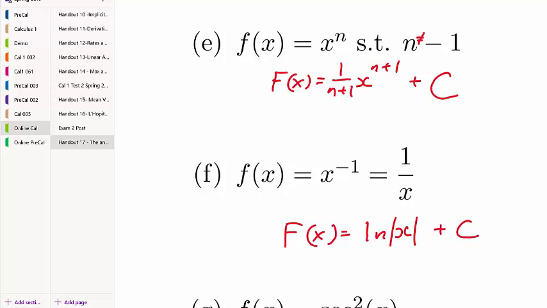And then don't forget to make this a general antiderivative. So the derivative of the natural log of x will be 1 over x. The derivative of c is simply 0 since c is a constant.